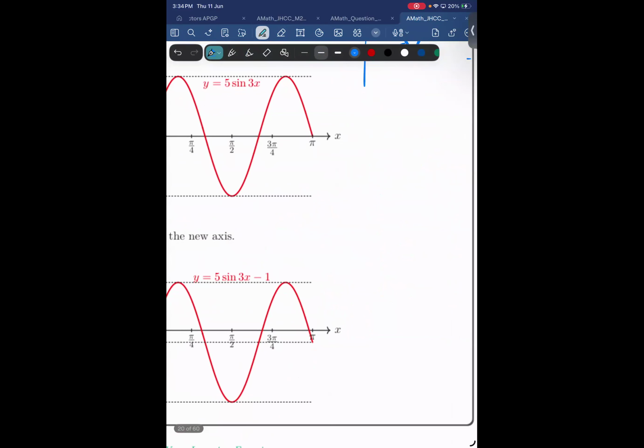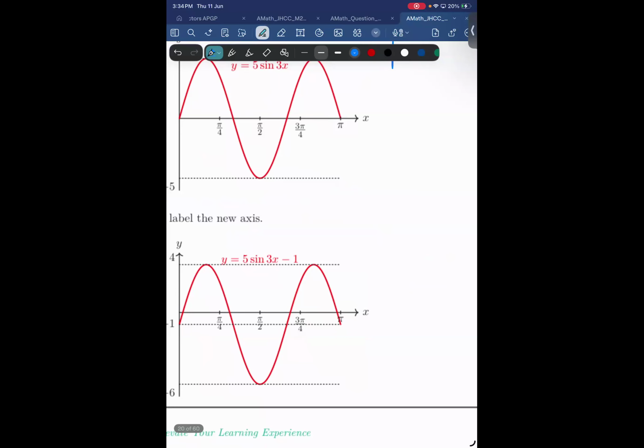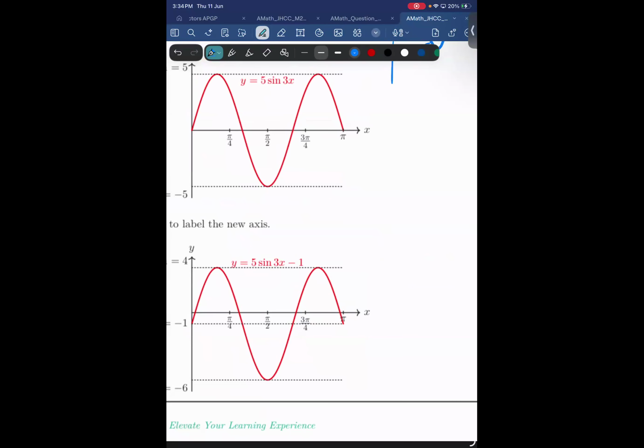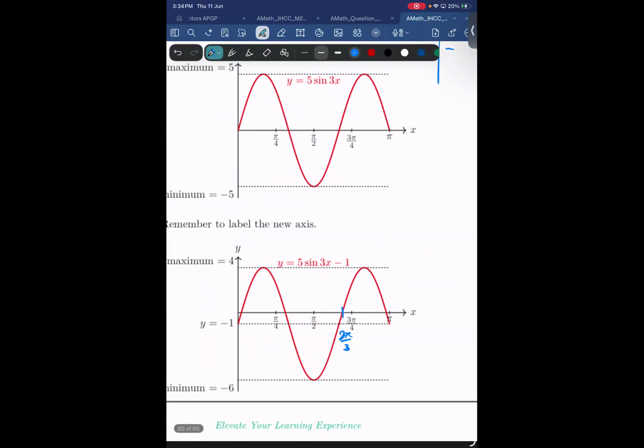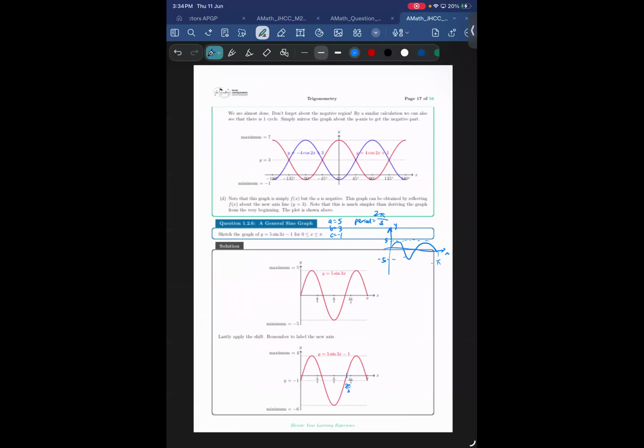Okay, so 2 pi over 3 should complete one full cycle. Then the remaining one will complete the last. Okay, and the new maximum will be 4 and the new minimum will be -6. Okay, any questions for this? Okay, this one is fairly simple.